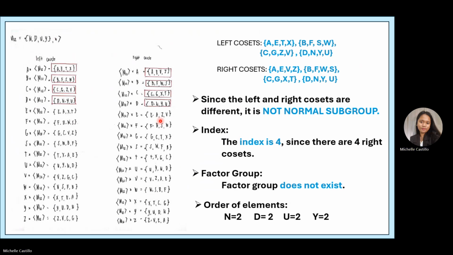And for the order of the elements, N, D, U, and Y is equal to 2, since N star N is equal to N, D star D is equal to N, U star U is equal to N, then Y star Y is equal to N. These elements needed to be operated with themselves twice in order to get the identity element, which is N.